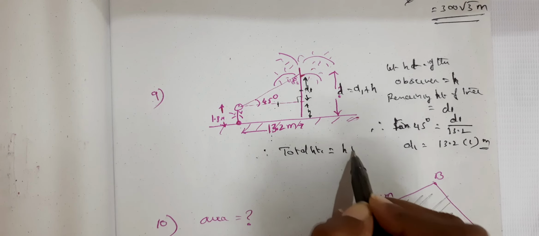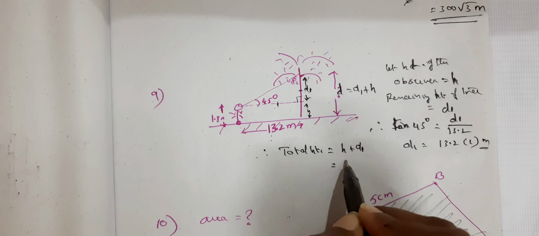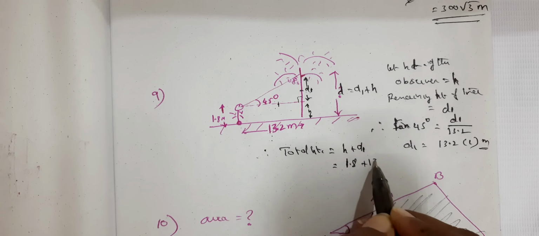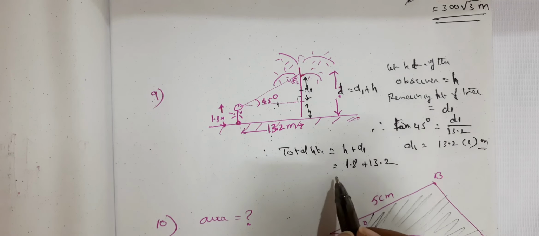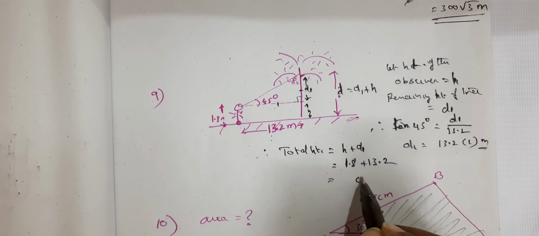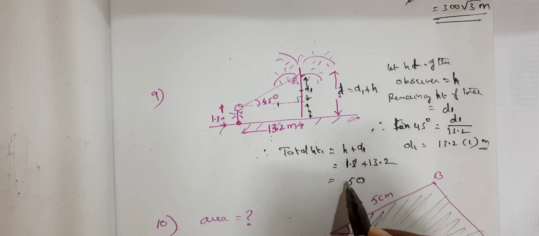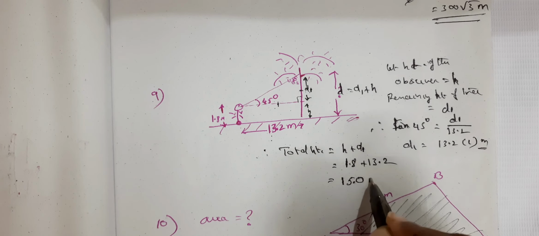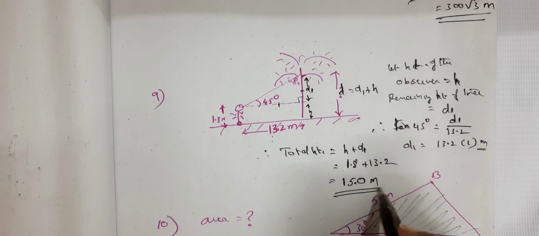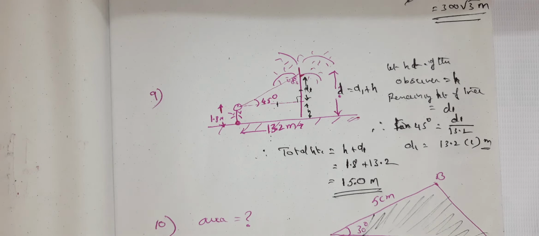Now therefore total height is equal to h plus d1. H is 1.8 plus 13.2 is d1. So 2 plus 8 is 10, 4 plus 1 is 5, 1. So 15 meters. So what is the total height of the palm tree? 15 meters. Note it down.